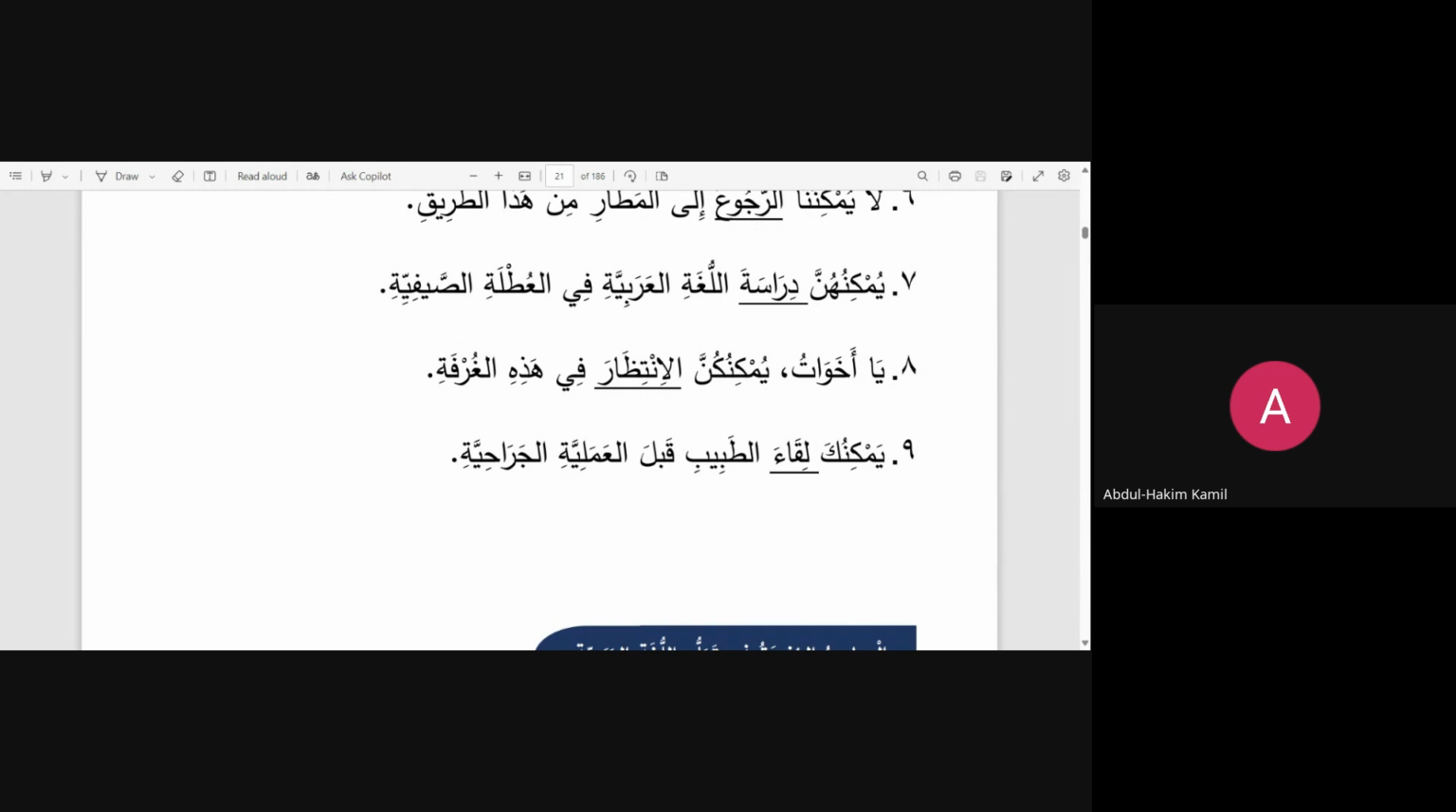So this is a masdar, but it's not from the fa'ala scale, and I just threw it in there. Just so you know, this is not the fa'ala scale. So how are we going to change that? Read it. يا أخوات يمكنكن أن تنتظرن في هذه الغرفة. How we doing online?